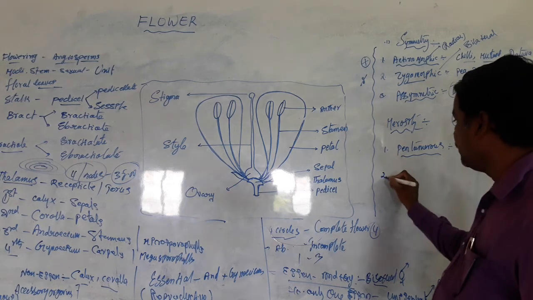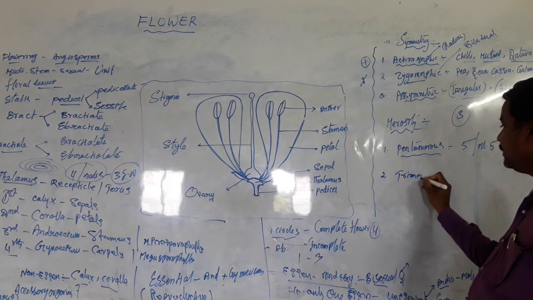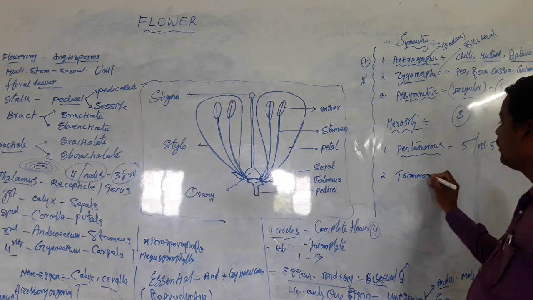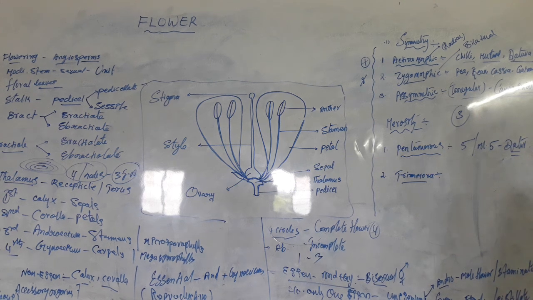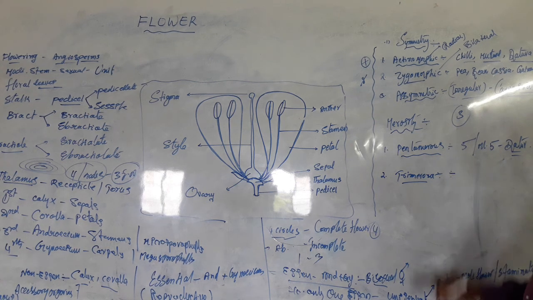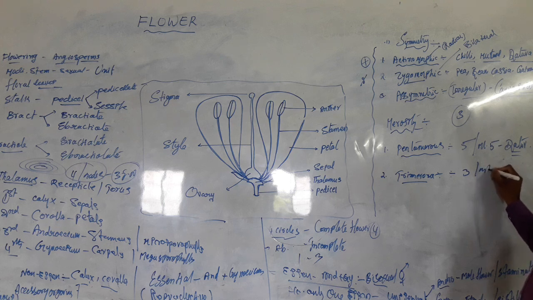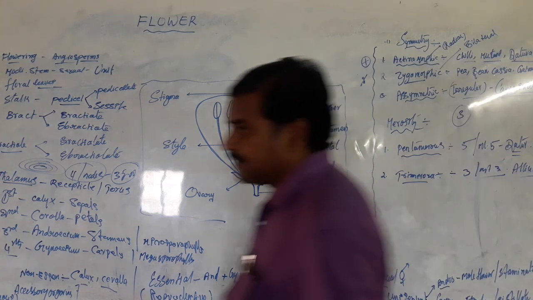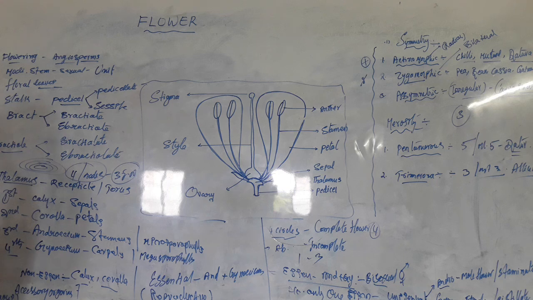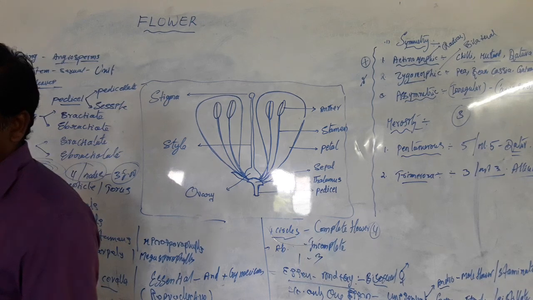Now coming to the second one, trimerous flowers. Tri means 3. The number of floral leaves in each circle is 3 or multiples of 3. This is called trimerous. Generally, the example is Allium cepa. On the onion plant we have 6 tepals. And we call them tepals, not sepals or petals.